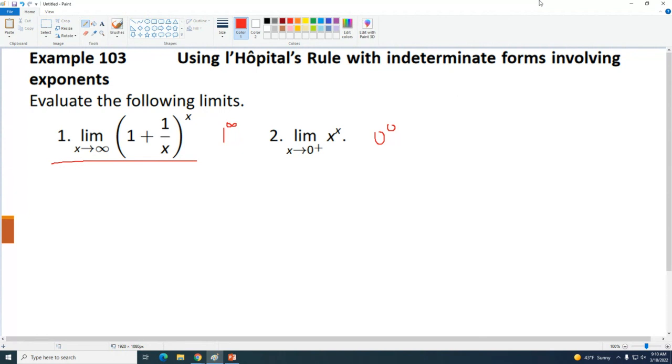So how do we find this limit? We know the limit is supposed to be e. This is how we calculate it. According to our plan, we're going to convert it to this. We're going to turn this function into e to the ln.